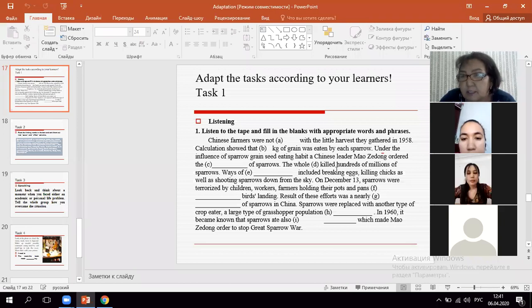If you don't like this task, you should adapt it. This is not, for example, for skill development. So in this case, your objective is developing their speaking skills or writing skills. In this case, you should adapt it. So any questions? Any misunderstanding?